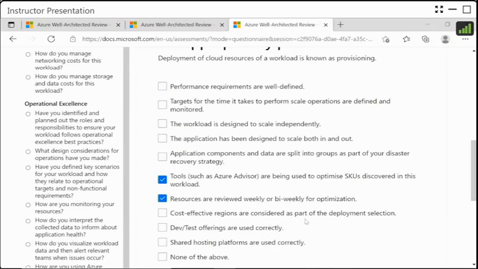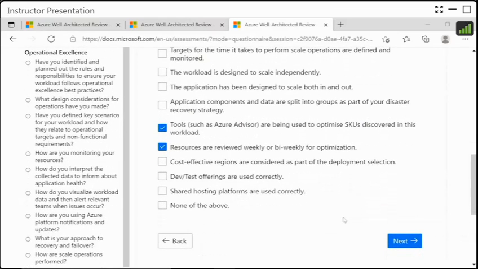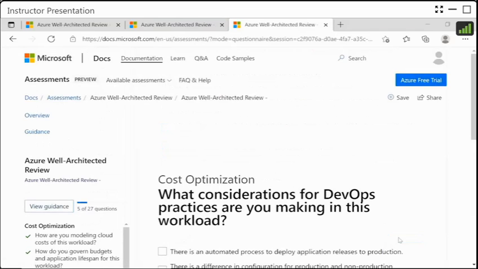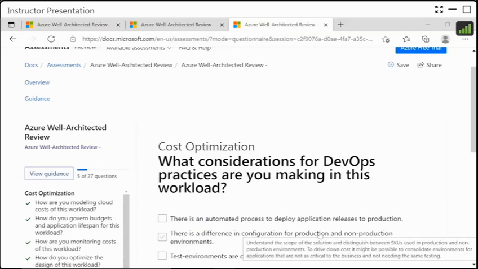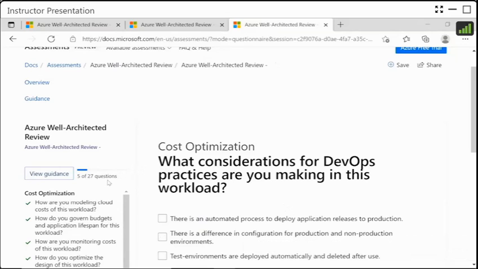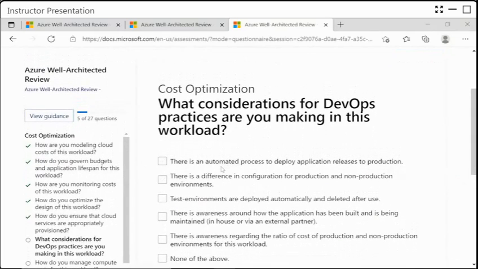Cost-effective regions are considered as part of the deployment selection? No. So typically when you're doing this and you're selecting these options, it's based on what you knew at the time, right? And that's what makes this so important and so powerful. So we'll click next here. What considerations for DevOps practices are you making for this workload? So I'll do a couple more here. You can see there are 27 questions just for cost optimization, right? So I'll do a couple here.